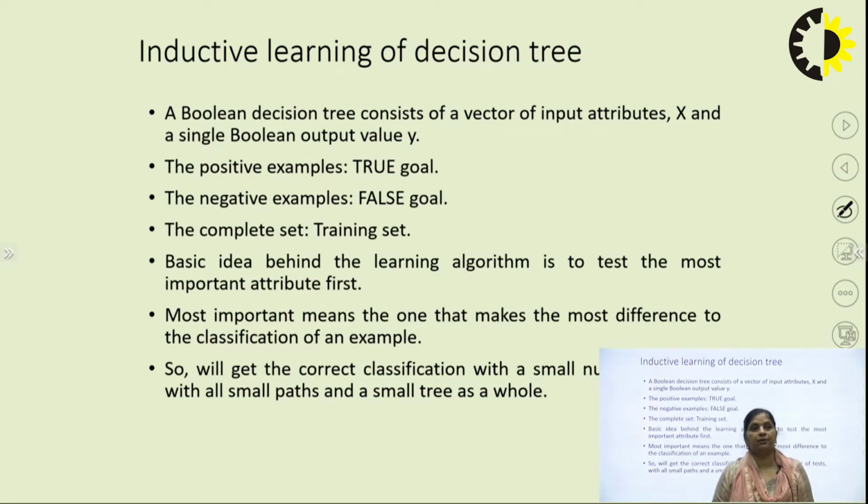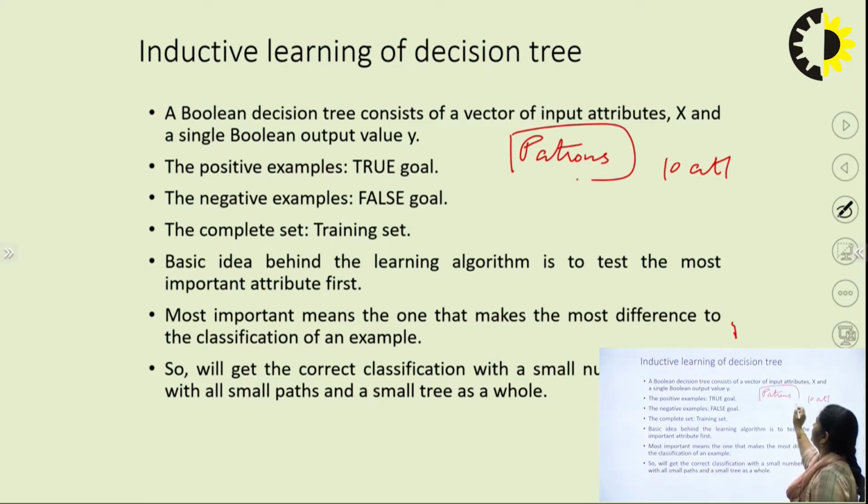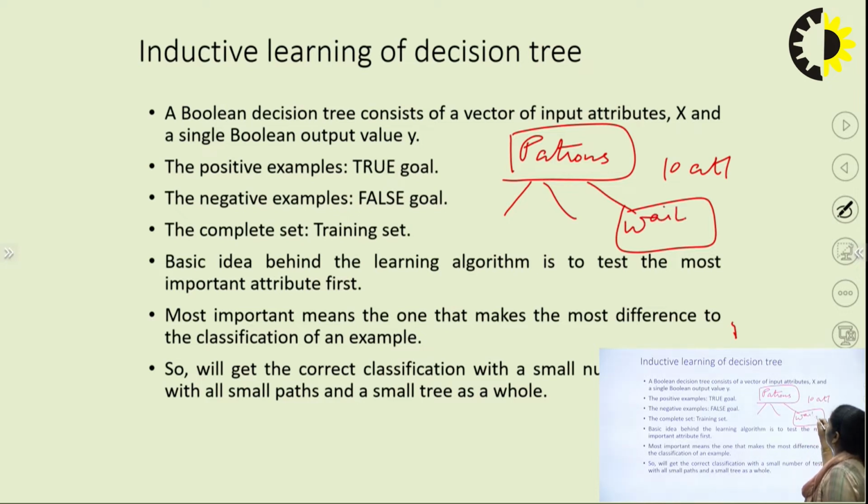Now the next thing is that we should know how to draw. If I talk about this particular example, how many attributes are there? There we had 10 attributes. From these 10 attributes we selected patrons at the top, and then we checked that it has the value none, some or full. Then we decided the second one, that is wait estimate. Now the question is, when we have so many attributes, 10 attributes, how do we decide that patrons should be taken at the top? So that we will talk about here in inductive learning.